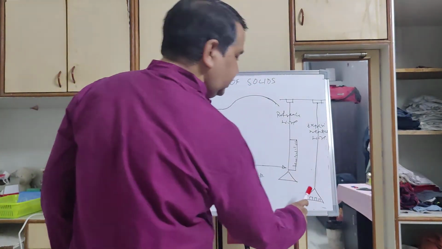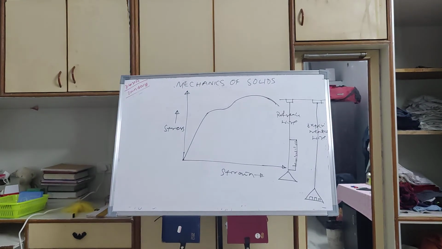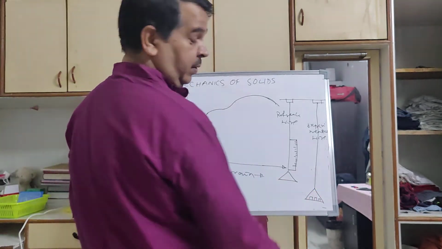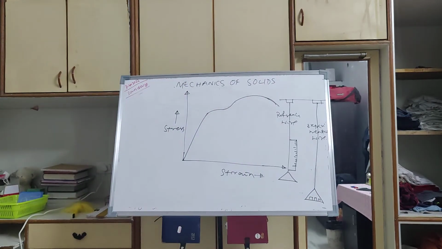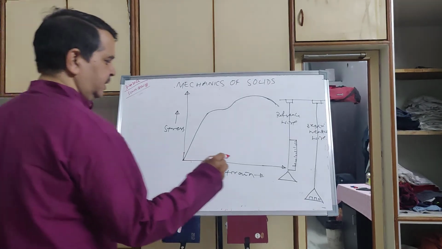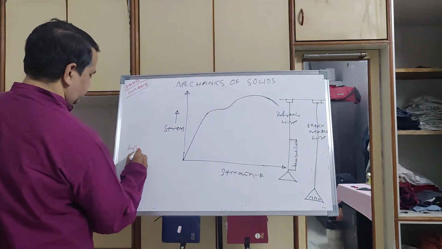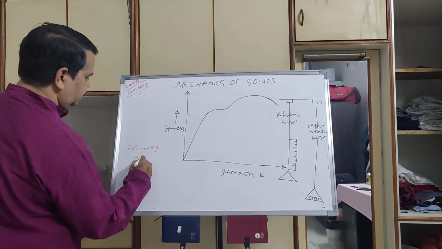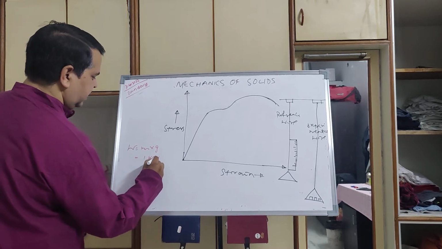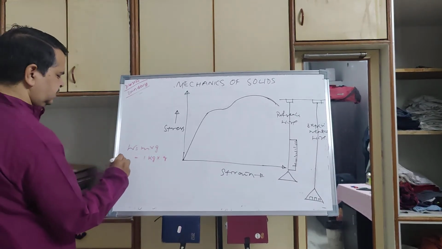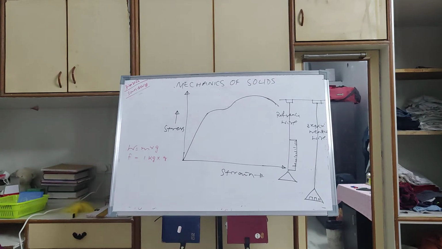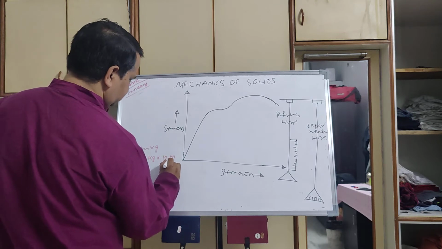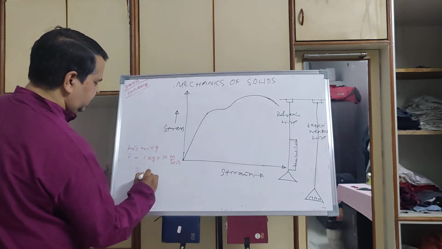These are some weights. You might have done this in your physics experiment to find the Young's modulus of a material: you keep on adding weight. Your weight is nothing but mass into acceleration, mg. Let us say you put first 1 kg, so 1 kg into g. This is nothing but your force. Taking g as 10 meter per second square, this becomes 10 Newton.